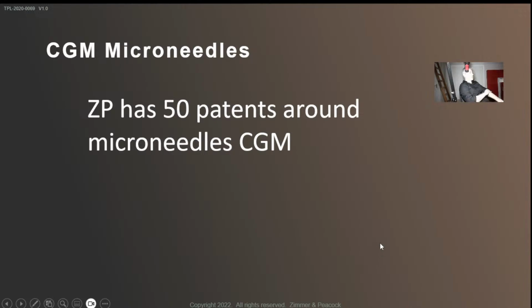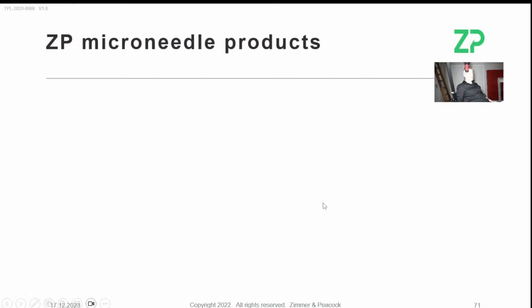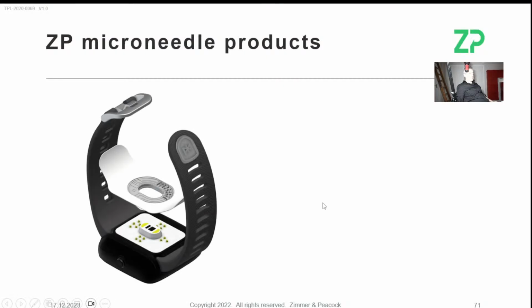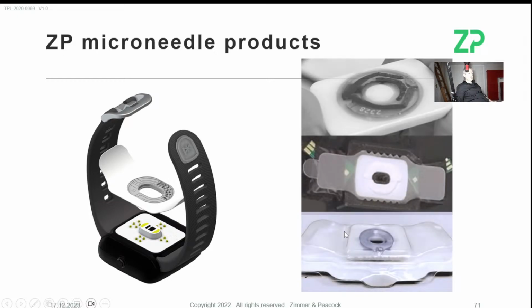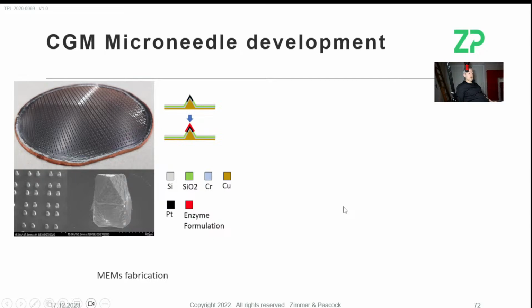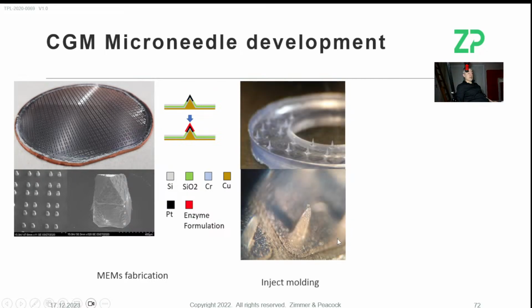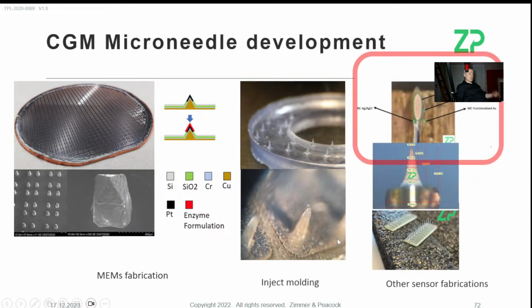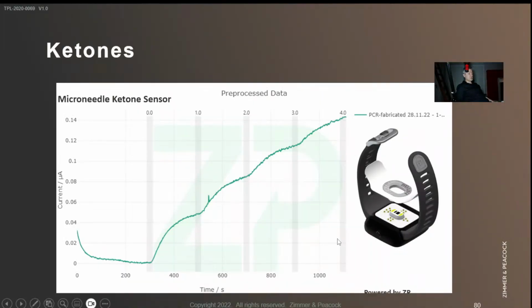Something that we do a lot of, which is probably more ready for human application, is that ZP does a lot of what's called microneedles. We have something like 50 patents on this. So this is a kind of watch format, and on the back of the watch clip some microneedles. Here they are in their packaging. These microneedles, we then functionalize them to be functional towards the biomarker of interest. A lot of what we do is glucose. We can also do what's called multi-analyte as well.